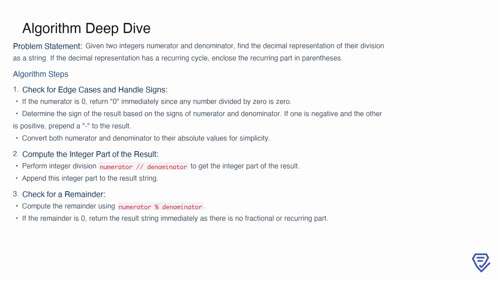If the numerator and denominator have different signs, the result will be negative, so we prepend a minus sign to the result string. For simplicity, we work with the absolute values of the numerator and denominator. Once that's done, we compute the integer part of the division using integer division and append it to our result string. Finally, we check the remainder. If the remainder is 0, there's no fractional or recurring part, and we can return the result string as is.